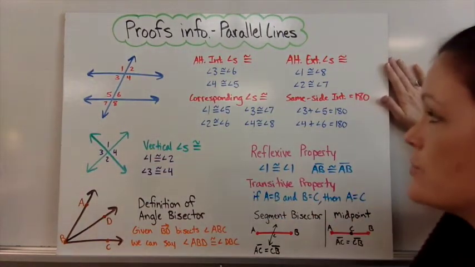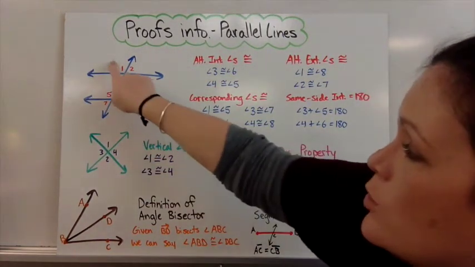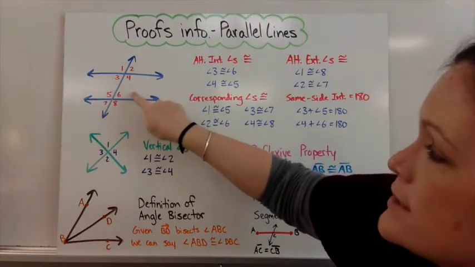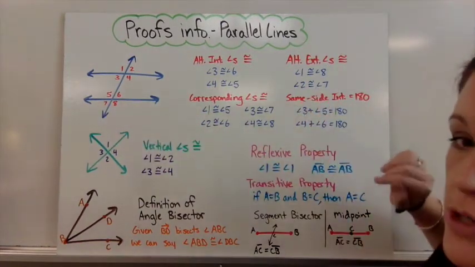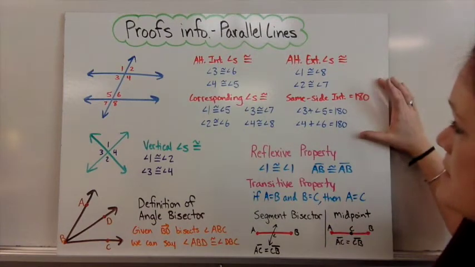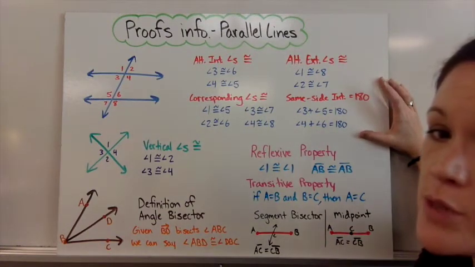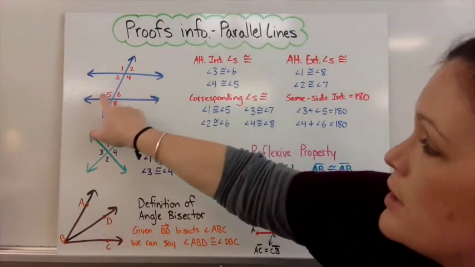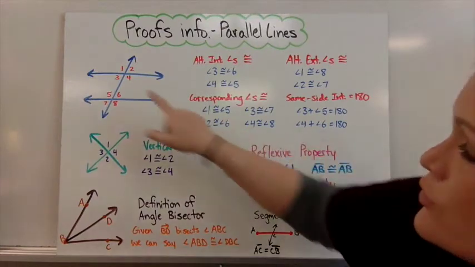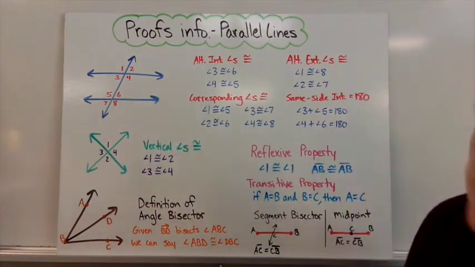And corresponding angles are congruent. So the ones like 1 and 5, 2 and 6, 3 and 7, and 4 and 8 would be congruent to one another. And then same side interior angles add up to 180. We don't use this one as much, but we should make a note of it just in case we need it. So angle 3 plus 5 would be 180, and angle 4 plus 6 would equal 180.